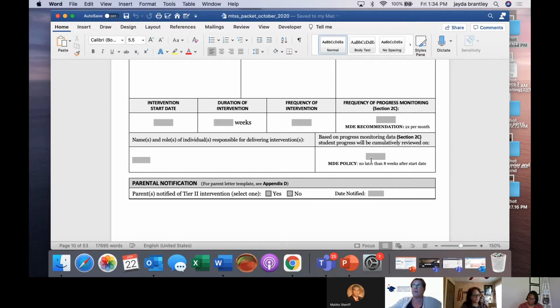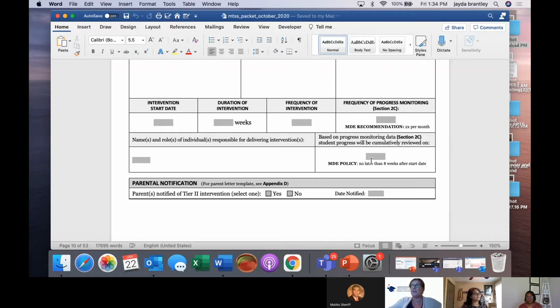It is recommended, and we strongly suggest, 2 times a month for a tier 2 student, so every other week. One thing we want to make sure of is that if the student is absent on progress monitor day, we note that. When I was an interventionist, I did all my progress monitoring on Fridays, and on Monday I might have a minute to go get some of my kids and do that progress monitoring.